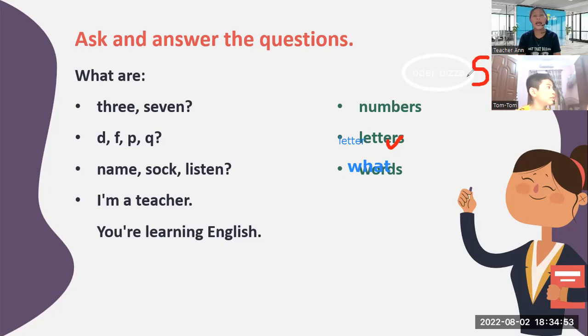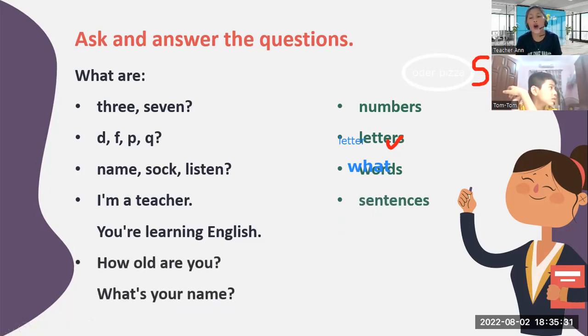Okay, I am a teacher. I am 8 years old. It starts with letter S. What is that? The one we studied before. Words, alphabet, numbers, or in the puzzle. You remember in the puzzle? What is that? It is? No. Cross. It starts with, what is that? It is sentences.